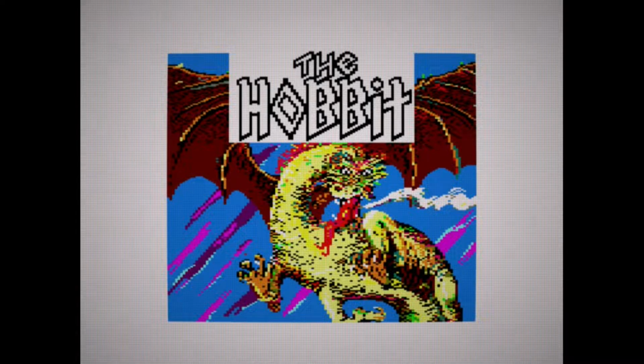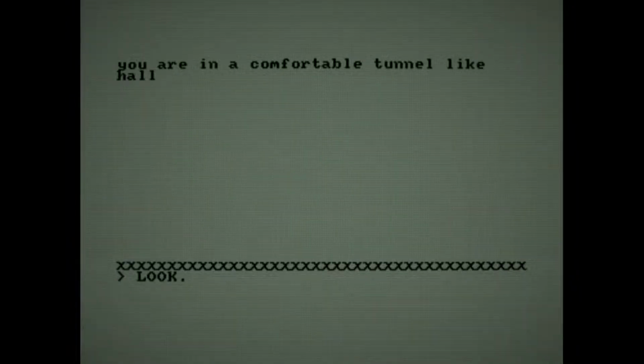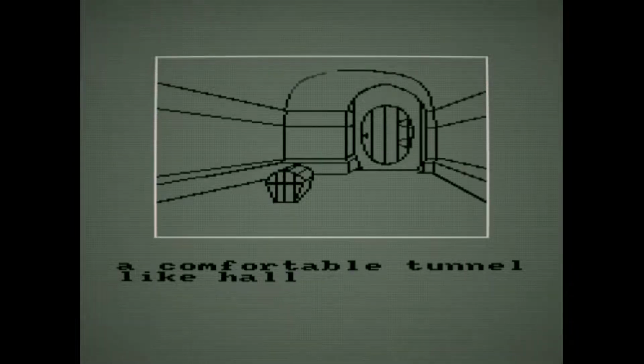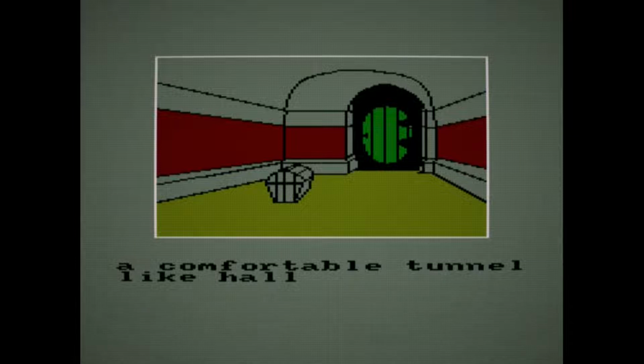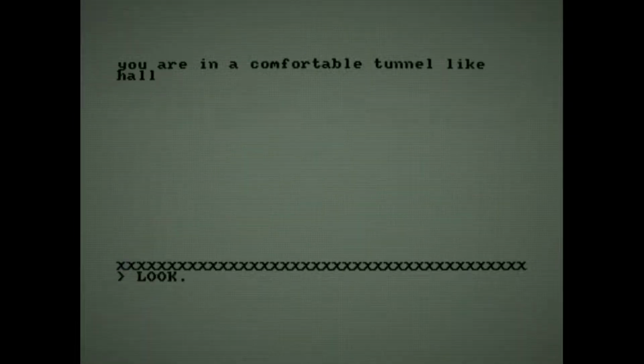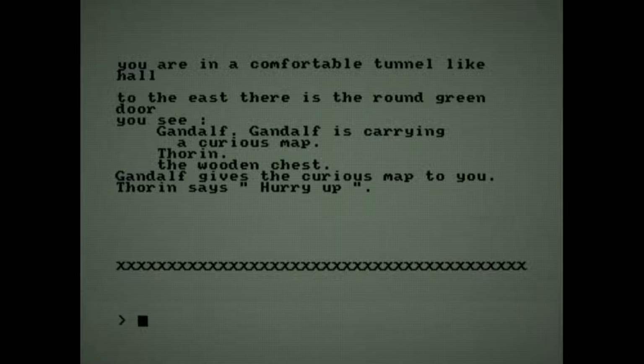It's Amstrad time again with yet another text adventure, The Hobbit, based on the book by Tolkien and released by Melbourne House, initially for the ZX Spectrum in 1982 and later on for most of the 8-bits, with the Amstrad CPC getting a port an eternity later in 1985.